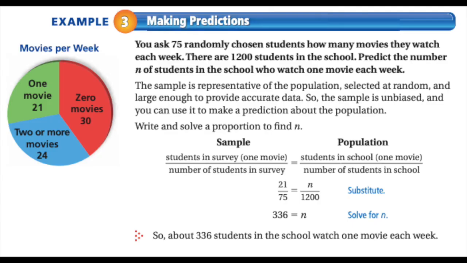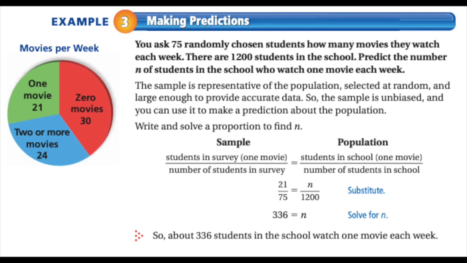All right, in example 3 on page 443, we're going to put some of this information to work. We can see that we have a pie chart off to the side, movies per week. It's 1 movie, 0 movies, or 2 or more movies. It says you ask 75 randomly chosen students how many movies they watch each week. There are 1,200 students in the school. Predict the number of students that watch one movie per week.